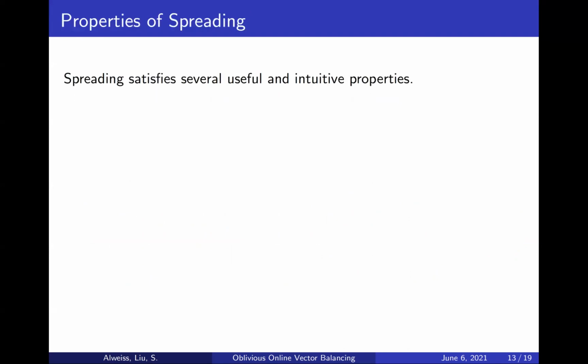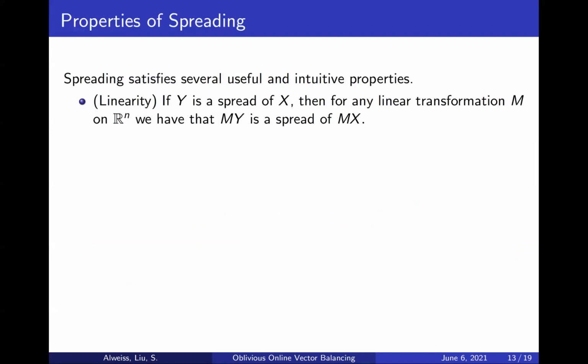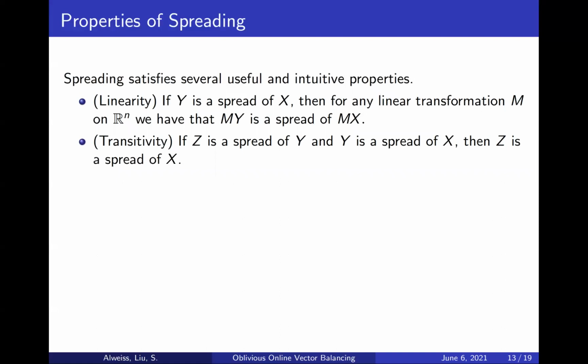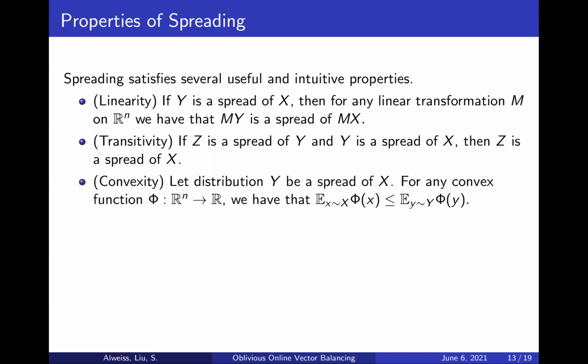So it turns out spreading satisfies several useful and intuitive properties. First, it satisfies linearity. So if Y is a spread of X, then for any linear transformation M, which is fixed independent of Y and X, MY is a spread of MX. Similarly, it's transitive. So if Z is a spread of Y and Y is a spread of X, then Z is a spread of X. Then convexity.